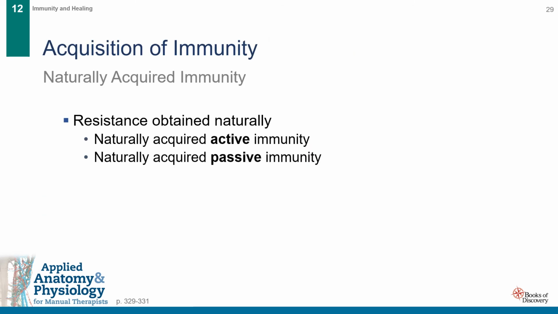So, as previously mentioned, naturally acquired immunity is resistance obtained naturally, either acquired by active immunity or by passive immunity.